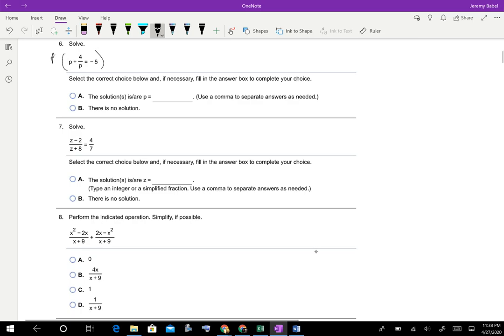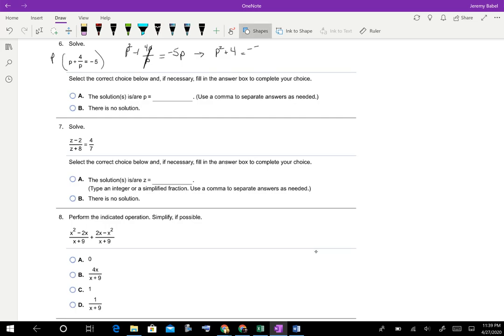So doing so is going to cancel that one. Basically, the LCD for the whole equation, multiply through by that. So p times p is p squared. And then we'd have plus 4p over p, which is going to cancel that p, which is the whole point. And then negative 5p. All right, so that is p squared plus 4 equals negative 5p.